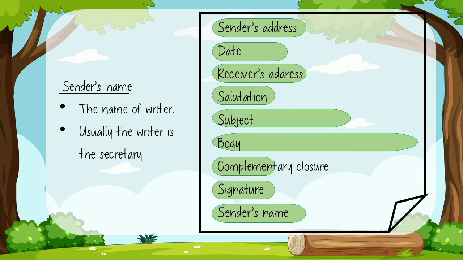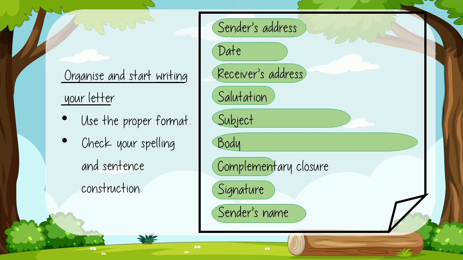So, then after you plan, okay, you have plan, you identify what you need to write, you organize and start writing your letter. Okay, start writing your letter. Make sure you use the proper format and check your spelling and sentence construction. Okay, dah kumpul maklumat yang penting tadi, apa yang awak nak kena masukkan, susun. Sender's address, tarikh, okay, date, receiver's address, salutation, subject, and then your content lah, body, complimentary closure, signature, sender's name.